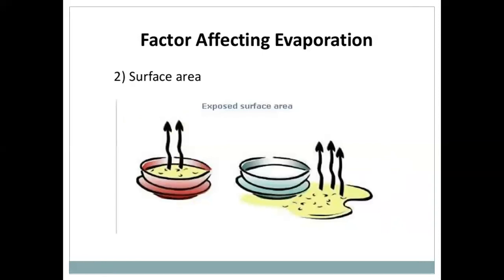Second factor, surface area. As you see in this container, the surface area is less. In this container, we have more surface area. These three arrows represent that when the surface area increases, the rate of evaporation is more. These two arrows represent that when the surface area decreases, the rate of evaporation also decreases. So the relationship between surface area and evaporation is direct. More surface area, more evaporation. Less surface area, less evaporation.